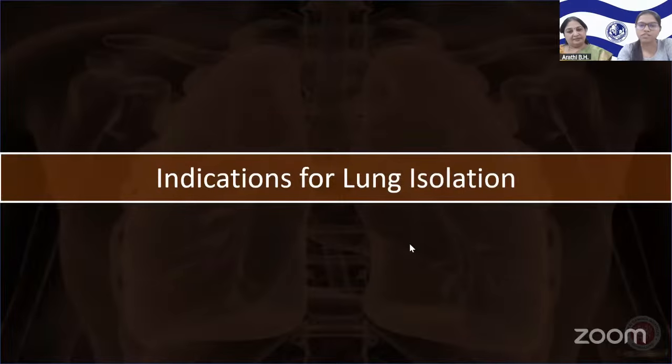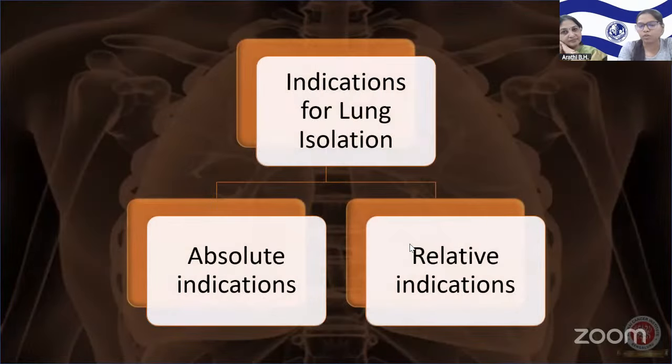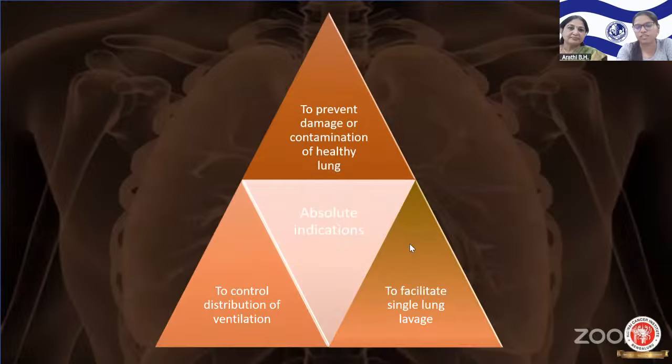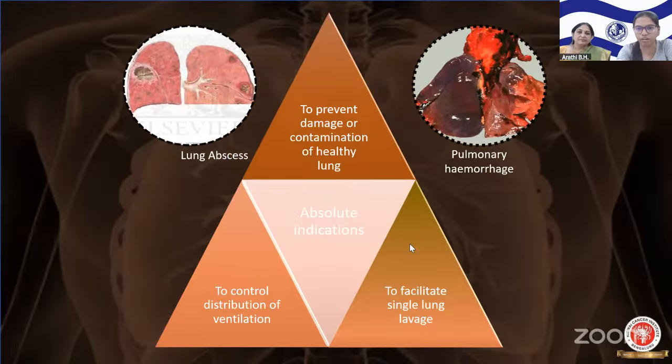So, indications of lung isolation. There are two kinds: absolute indications and relative indications. The absolute indications are to protect the healthy lung from the contaminated lung, where contamination means lung abscess or pulmonary hemorrhage, or to control the ventilation, or to provide a unilateral bronchoalveolar lavage.